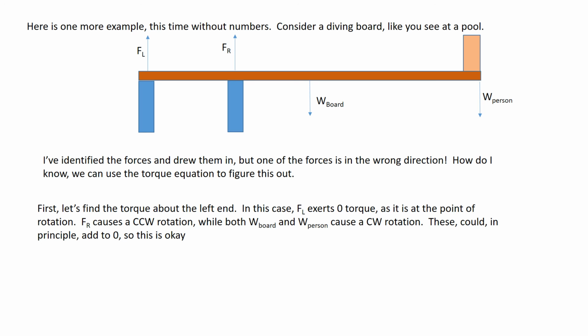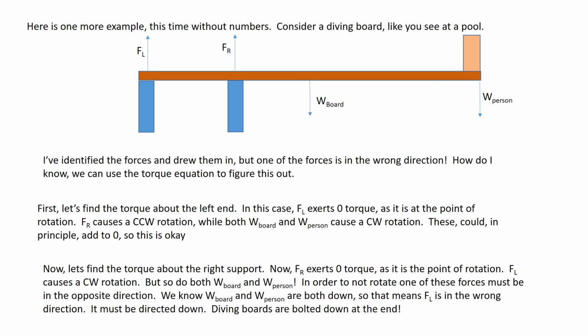First, let's find the torques about the left end. In this case, FL exerts zero torque since it's at the point of rotation. FR causes a counterclockwise rotation, while both W board and W person cause a clockwise rotation. Since I have one positive and two negative numbers, I could in principle add those together and would add up to zero, so this should be okay.